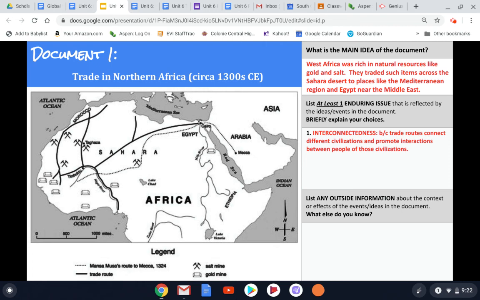And we know that when there is movement of items and people, like traders, as well as political diplomats and officials, and also sometimes religious personnel like missionaries, all those people moving on these trade routes are promoting interactions between people of those civilizations. That's where we see a lot of cultural diffusion happen as a result of trade. So interconnectedness is a perfect example of what they're showing us with trade routes connecting different places and some of the items that are being traded.